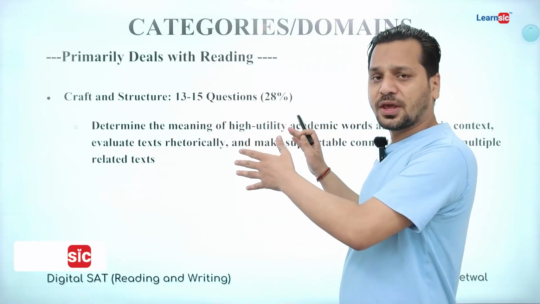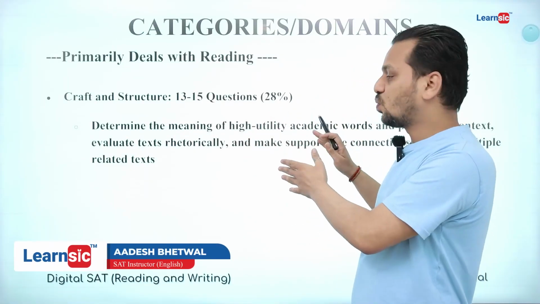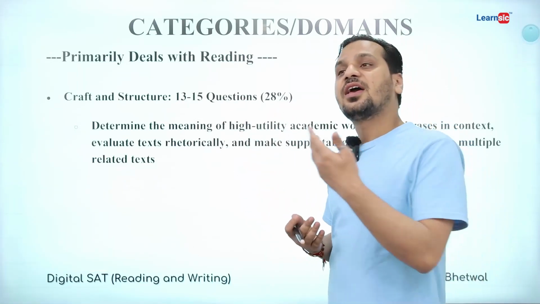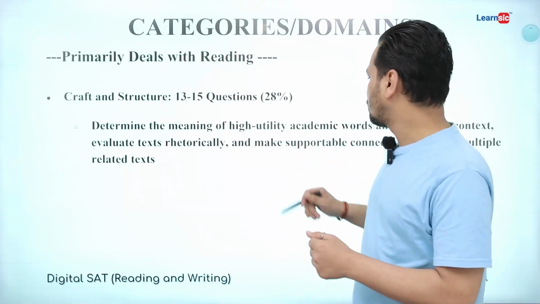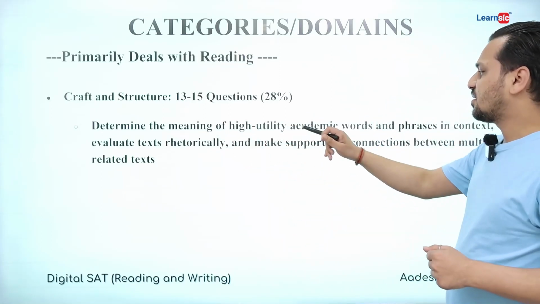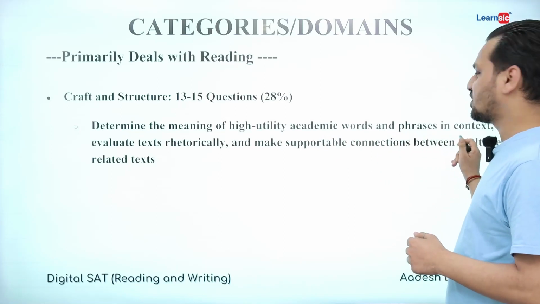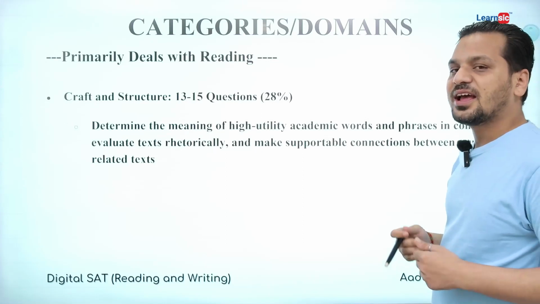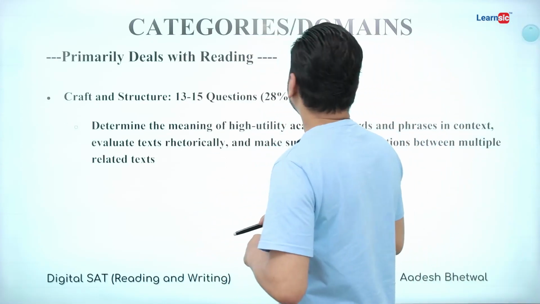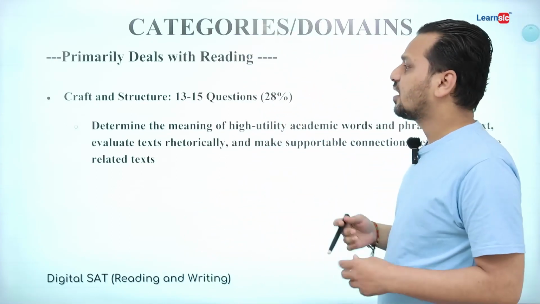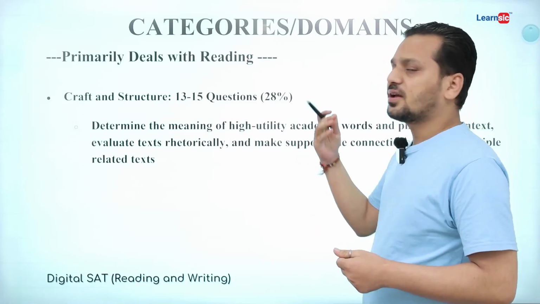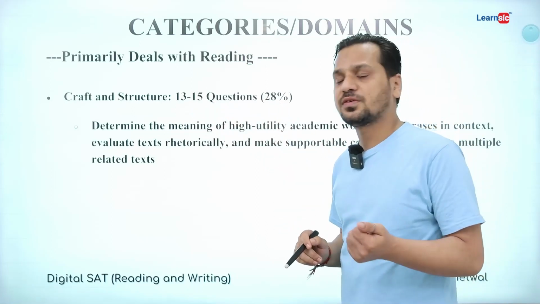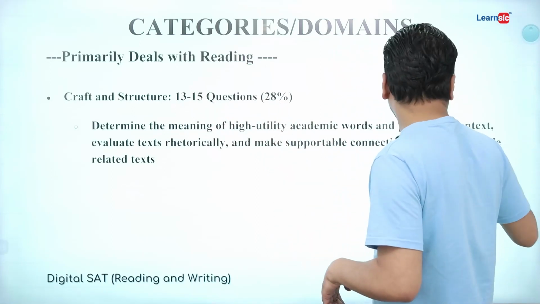So this might look big, but later on I'll show you questions. When you see the questions, you'll get to know, okay, this particular domain is going to evaluate this particular thing. So if you want to read it: determine the meaning of high utility academic words and phrases in context, evaluate text rhetorically, and make supportable connections between multiple related texts. So this is the first domain or category that we find in the reading and writing digital SAT test. Craft and structure, 13 to 15 questions, which account for 28% of total questions in the English portion.